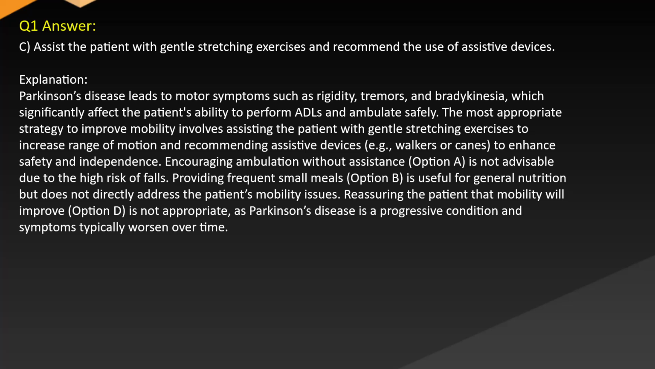Encouraging ambulation without assistance, option A, is not advisable due to the high risk of falls. Providing frequent small meals, option B, is useful for general nutrition but does not directly address the patient's mobility issues. Reassuring the patient that mobility will improve, option D, is not appropriate as Parkinson's disease is a progressive condition. Symptoms typically worsen over time.